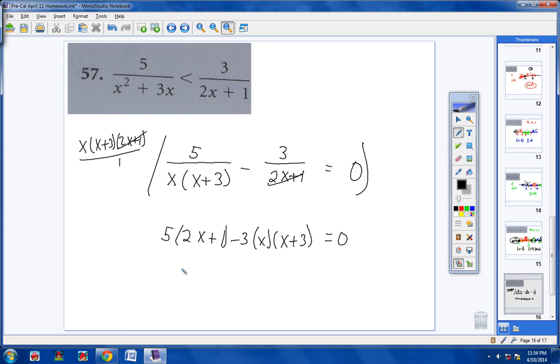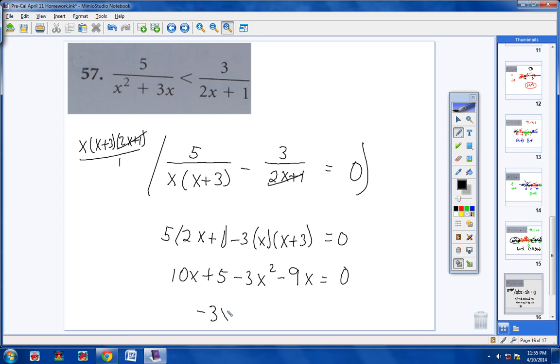Now, take your 5 and multiply it through. You're left with 10x plus 5. Now take your x times x is x squared times negative 3. That's a negative 3x squared. And then your x times your 3 is 3x times negative 3. That's negative 9x. So we have a quadratic equation, which is not the end of the world.